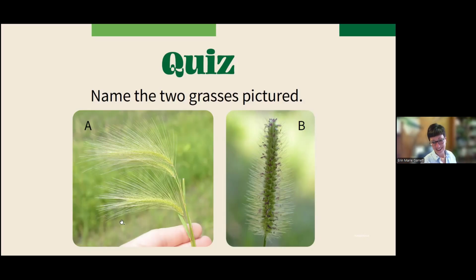Our left one here is our squirreltail barley, barley being the key answer in that, and this one over here being our yellow foxtail. Okay, they can be confusing, right? They look really similar, and they all like to grow together a lot of the times too, so it can be challenging.